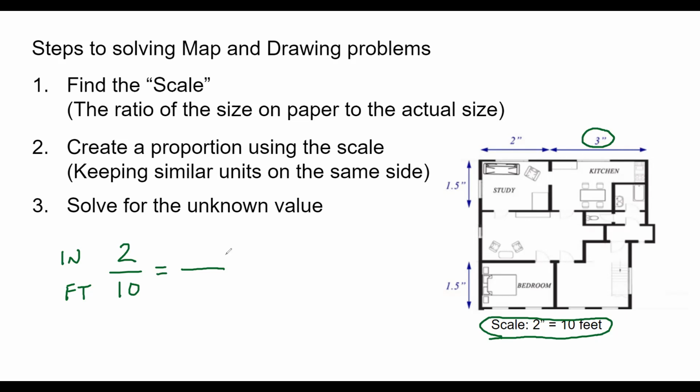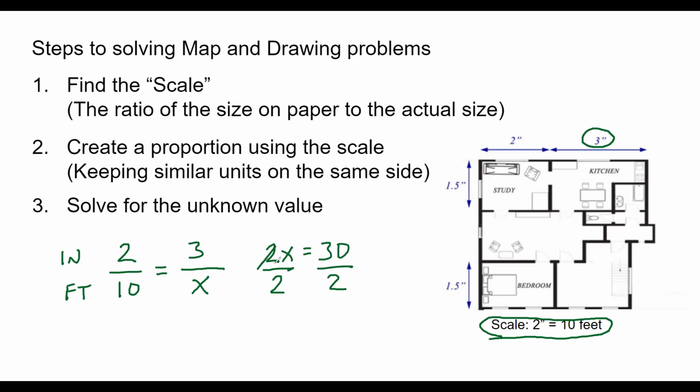We know that on the drawing, it's 3 inches. This is our unknown, the number of feet. So we put an X there. Then we cross multiply. 2 times X is equal to 3 times 10. That's 30. Then we divide both sides by 2.